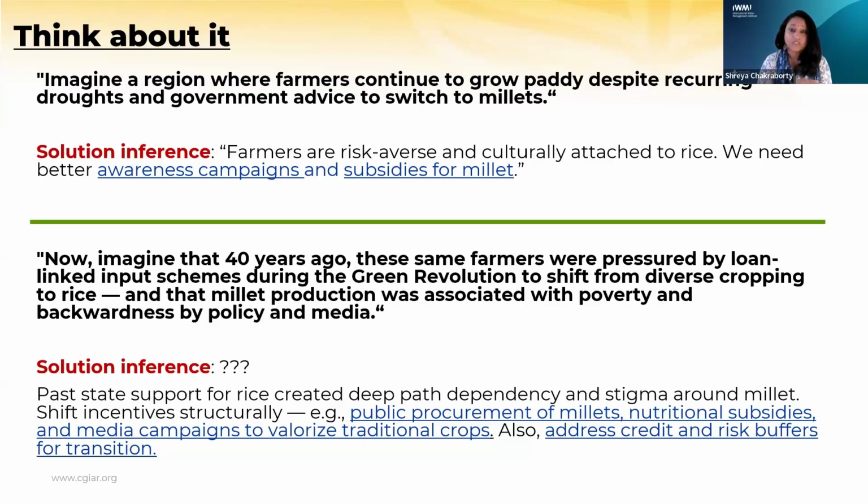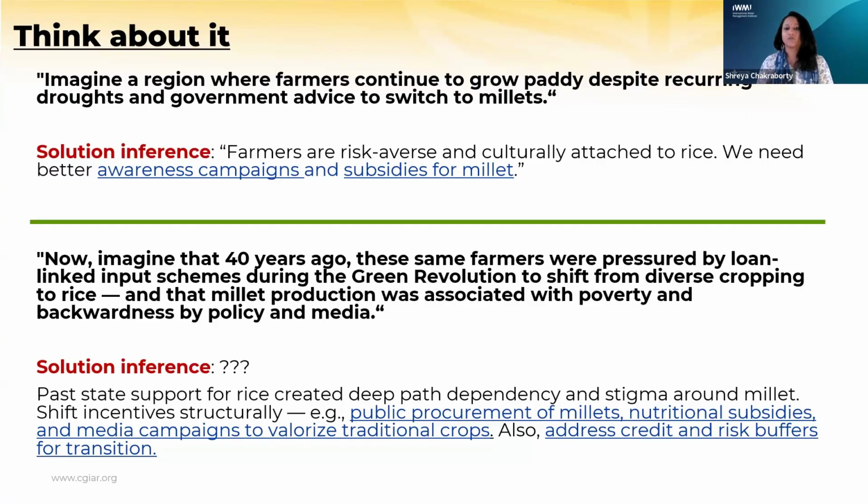What you also have to fix is markets. You have to fix demand for it, because the demand doesn't exist. You have to change the way people look at millets, or understand this crop, or even think about it. So then suddenly your solution changes, right? You would now need market systems, public procurement, nutritional subsidies, and media campaigns to improve the way a particular crop is perceived.